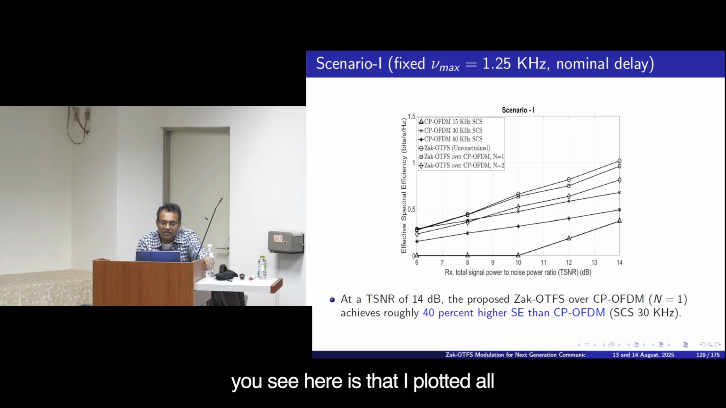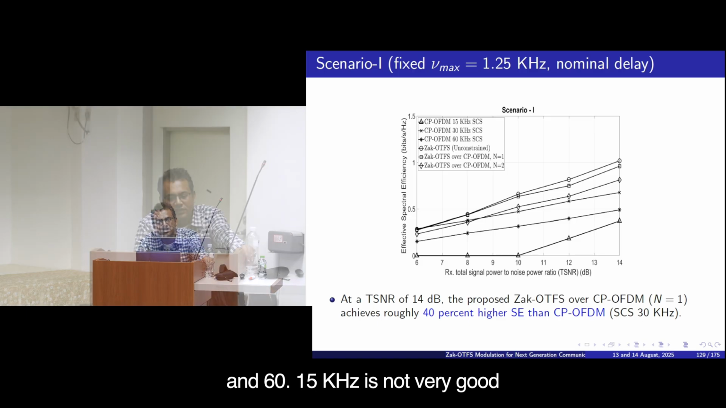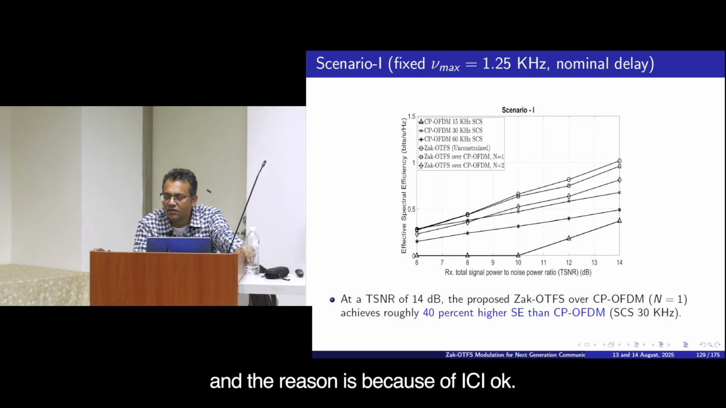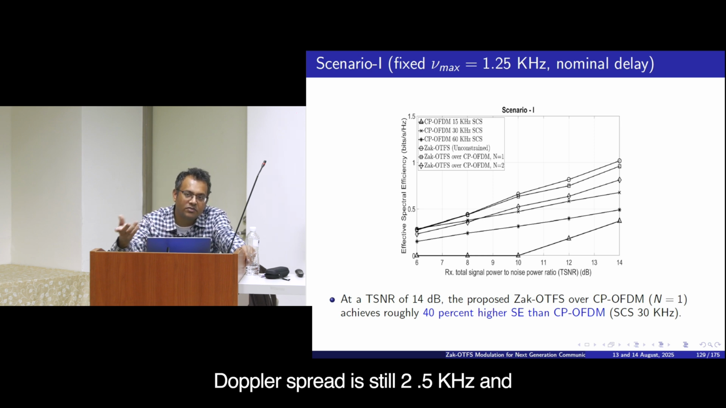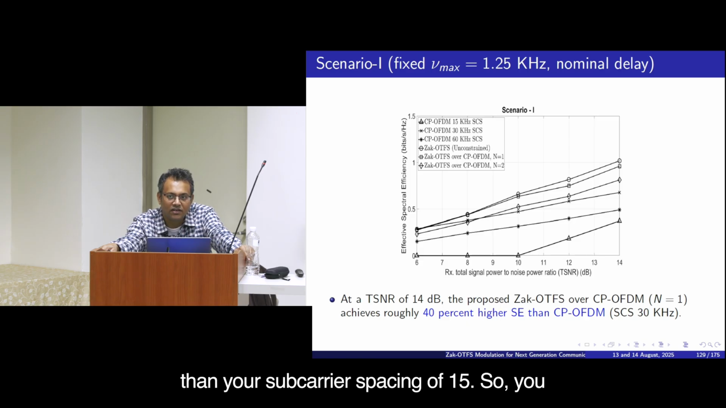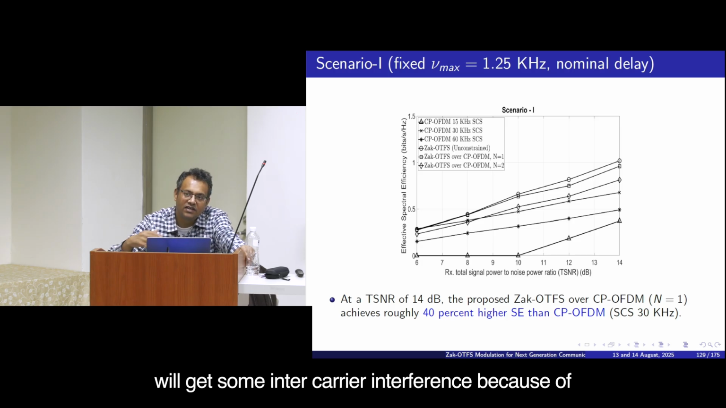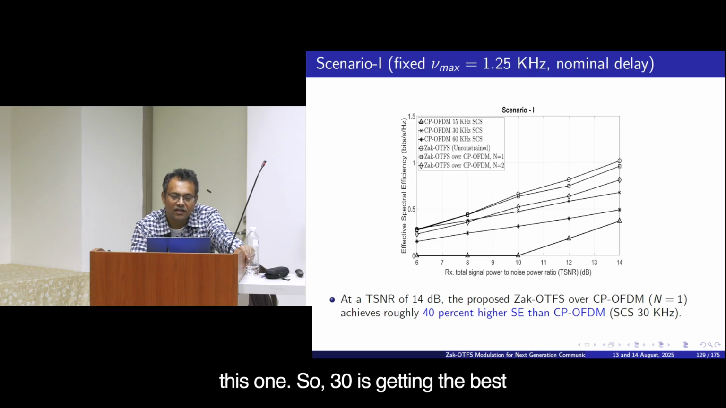And what you see here is that I plotted all the different CP-OFDM carrier spacings, 15, 30 and 60. 15 kilohertz is not very good, and the reason is because of ICI. Even though this is 1.25, the Doppler spread is still 2.5 kilohertz, and 2.5 kilohertz is only 6 times less than your subcarrier spacing of 15. So you will get some intercarrier interference because of that, and that will degrade this performance.